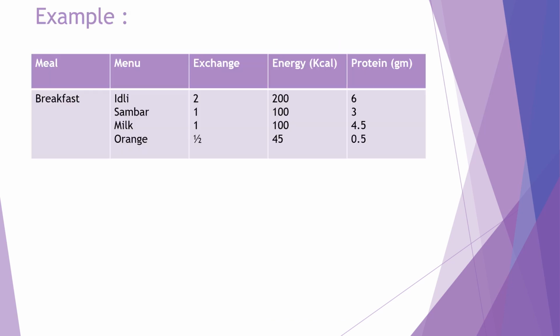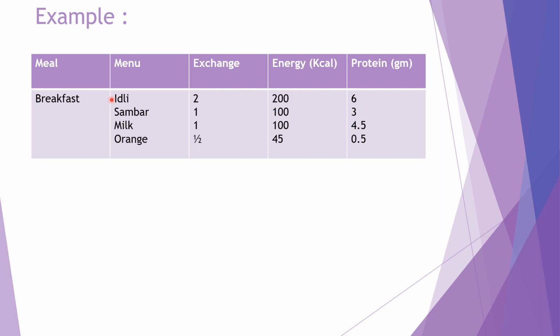For milk it is 4.5 grams of protein, 100 kilocalories of energy. This is for a portion size of 1 katori. 1 katori is approximately 150 ml. Meat exchanges, 5 gram of protein is there, and for the cereal exchange it is 1.5 to 3.5 grams of protein.